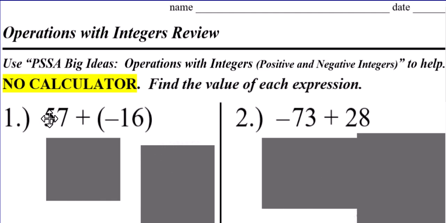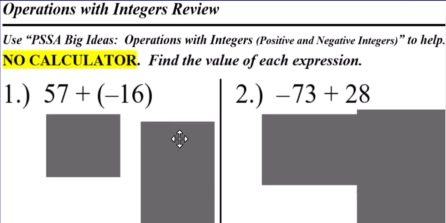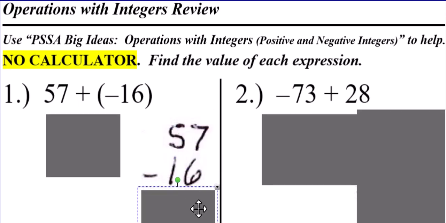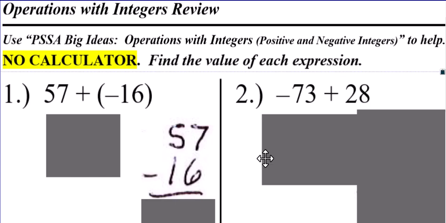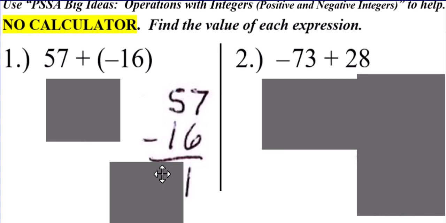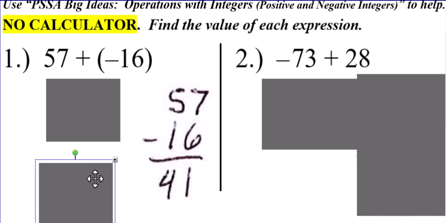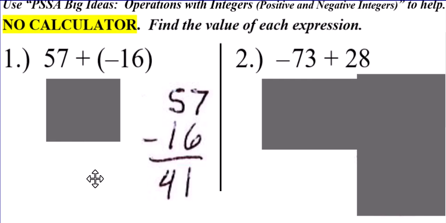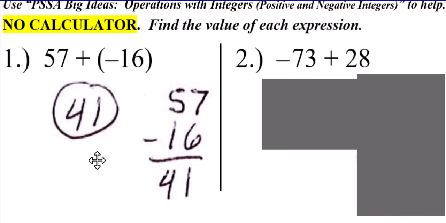Starting with number 1, we got a positive plus a negative. What are we going to do? We're going to go off to the side and we're going to subtract their absolute values. Now, notice I am not putting negatives here, although it kind of looks like I am because I have a minus here. It's not meant to be a negative. This is meant to be subtracting. 7 minus 6 is 1. 5 minus 1 is 4. This was kind of nice. I didn't have to borrow at all. Who has the greater absolute value? It's the positive 57. So therefore, the answer will remain positive. Go ahead and write that down.